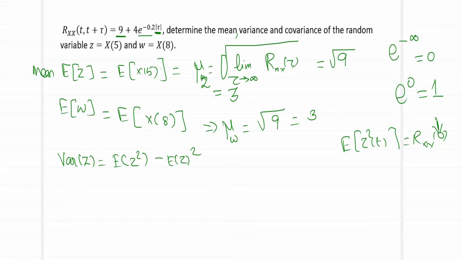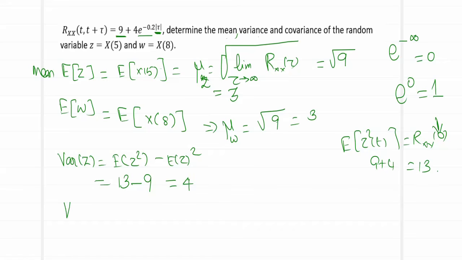So 4 into 1 makes it 4, and 9 plus 4 makes it 13. So I will have variance of Z equal to 13 minus mu Z, which is 3, the whole squared. 3 the whole squared is 9, so it is 13 minus 9. What is 13 minus 9? We know that this is equal to 4. So variance of Z is 4.